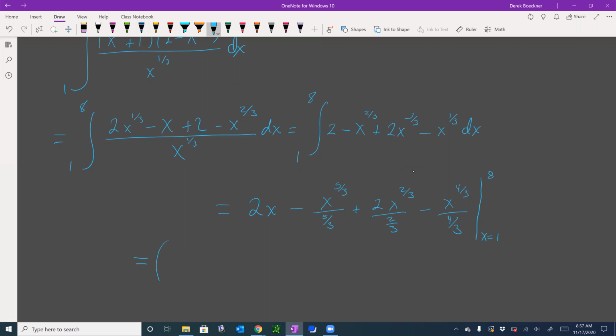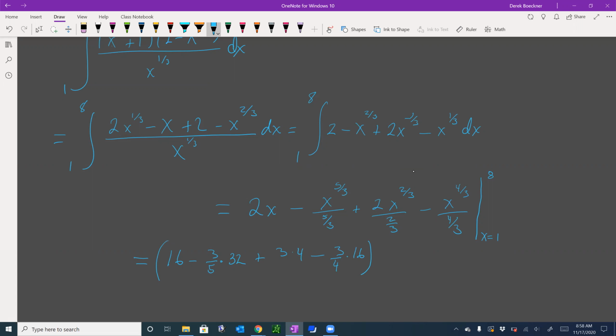So we'll plug 8 in, and I'll get 16 minus 3/5 of 8^(5/3). A third power of 8 is 2. 2 to the 5th is 32. Plus I've got a 3, because the 2's cancel, times 4, because 8^(2/3) is 4, minus 3/4 times 2 to the 4th, which is 16.